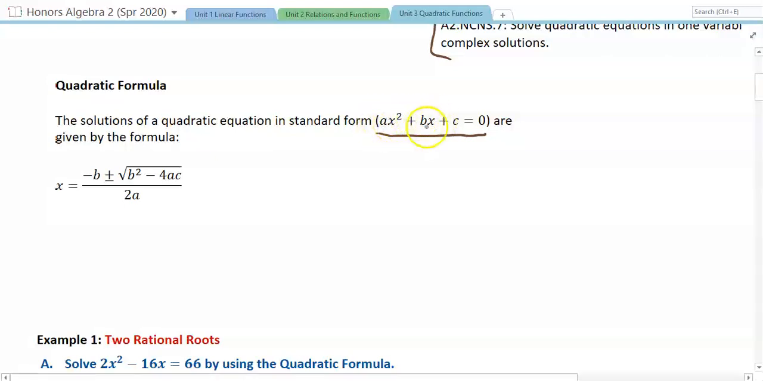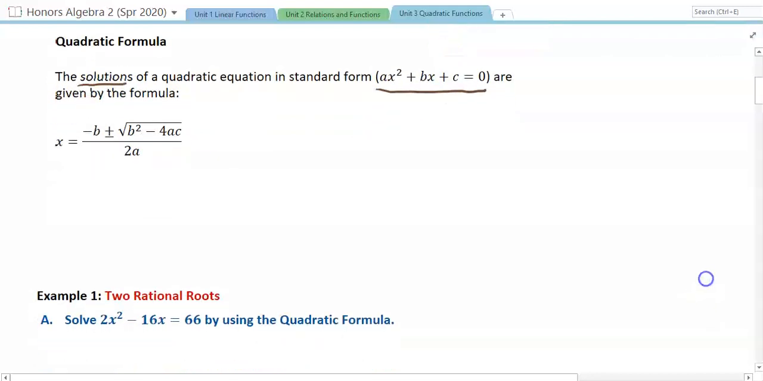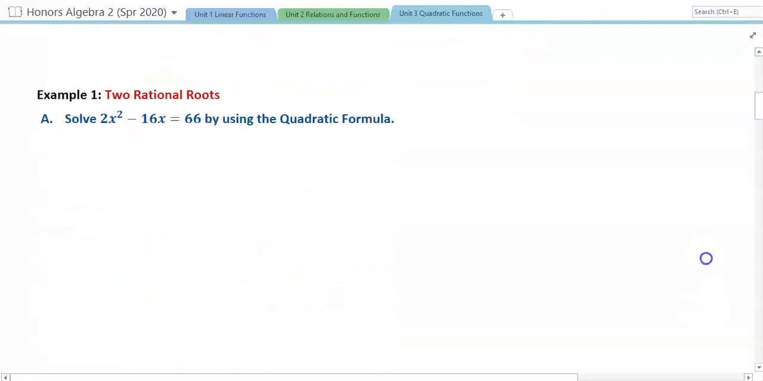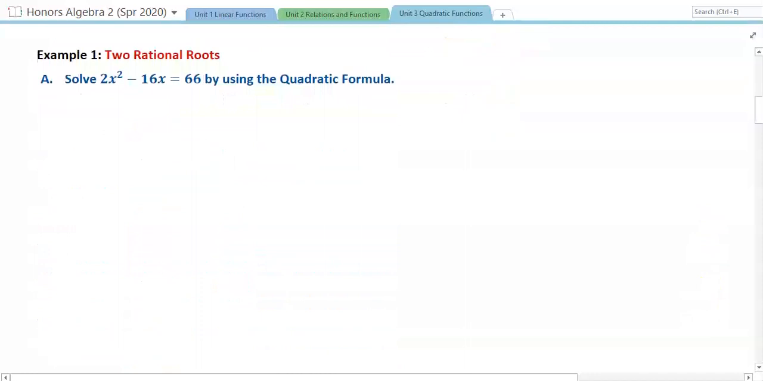Okay, and so we're going to use this, and so remember the a is in front of the x squared term, the b is in front of the x, the c is the constant, and it has to be set equal to 0 for this to work because we're looking for the solutions. Okay, and so as we look at example 1 here, we've kind of grouped them by the types of solutions that we're going to see.